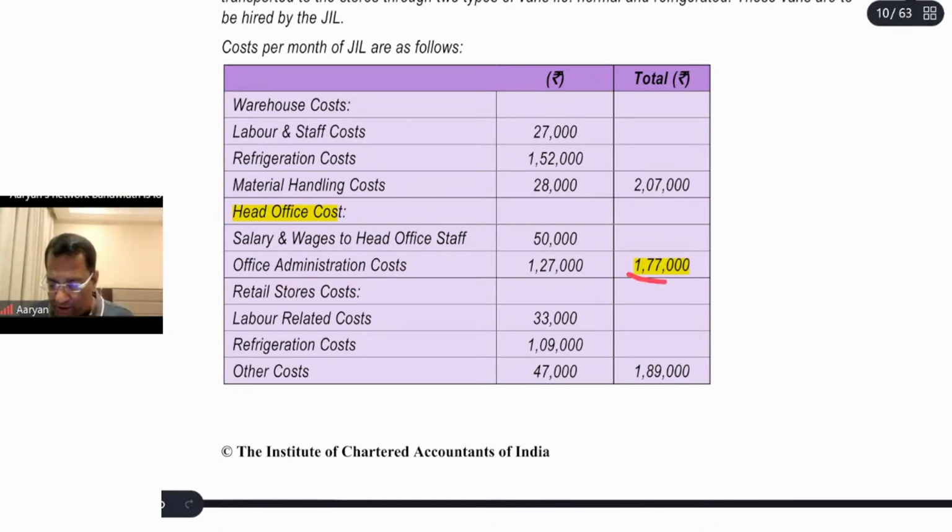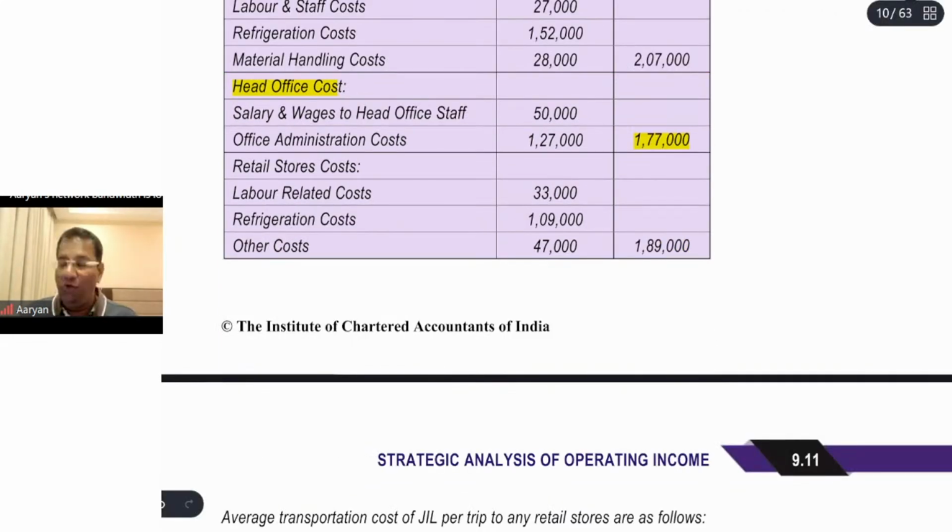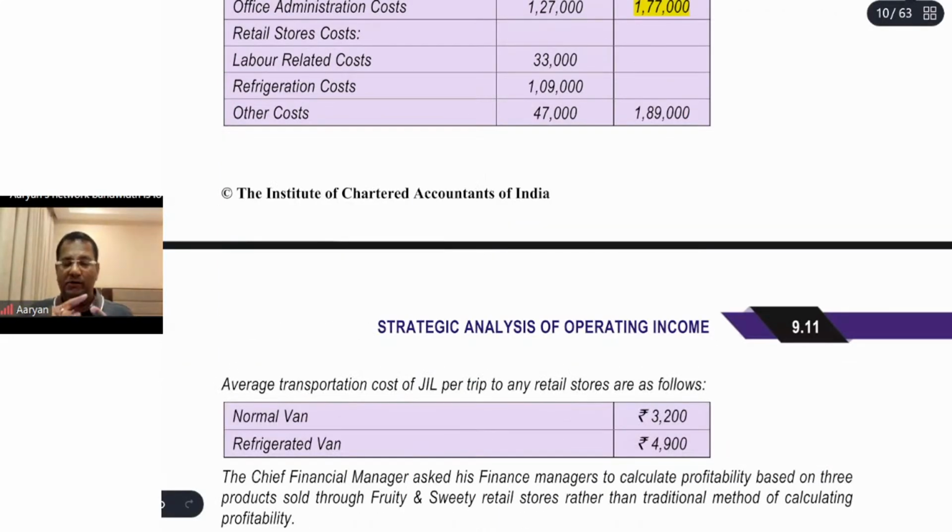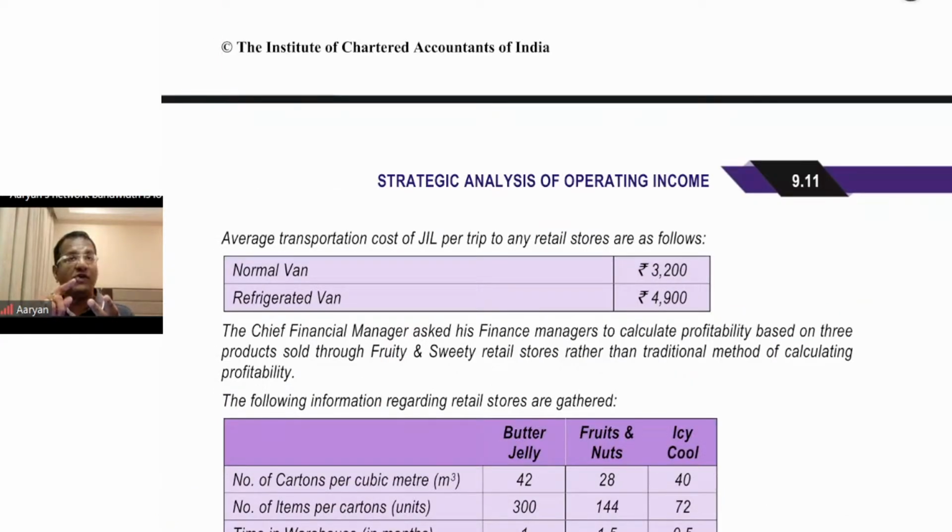Okay, so this 1,77,000 is not at all relevant. This 1,77,000 is not at all relevant while calculating the direct product profitability. Clear hai? Chal. Now, the third cost, we require warehouse cost, we require store cost, not the storage cost, store cost. And the third is transportation cost.